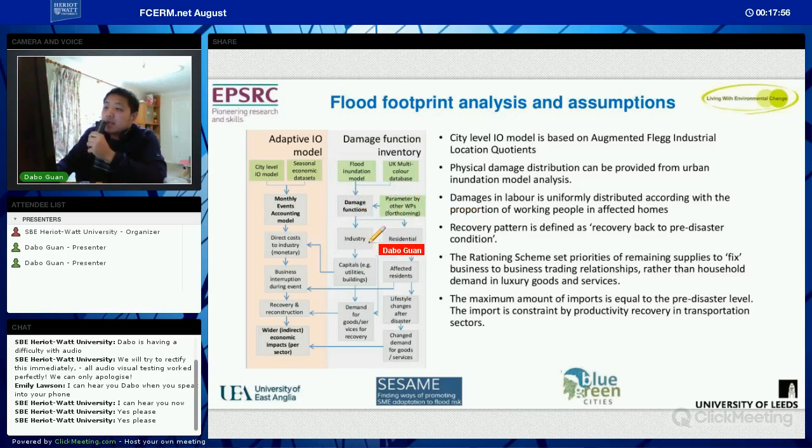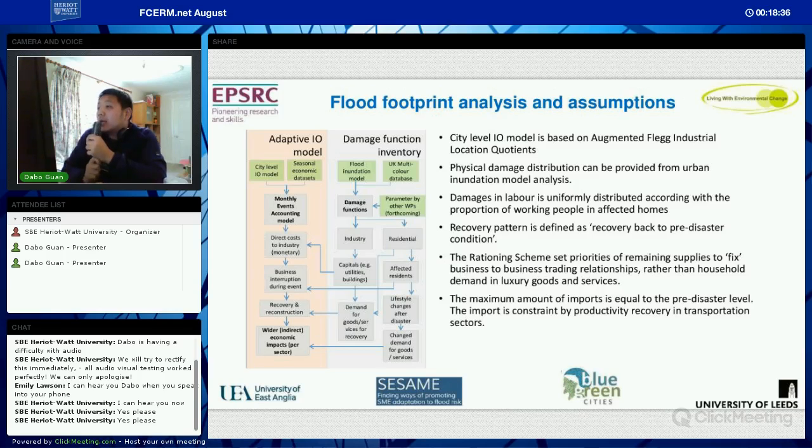After we got the damage functions, as I said, industry and residential, then capital availability and productivity, similarly on the labor side. Once we got this part, we put it all into the IO models, then they give us better results. They give us the wider economic impact per sector, at the sector level or at the aggregation level. We also have to make some assumptions. In the Sesame project, we have to do Sheffield, and for the blue green cities, we will need to do Newcastle. So I'm going to show you the Sheffield result in a few.